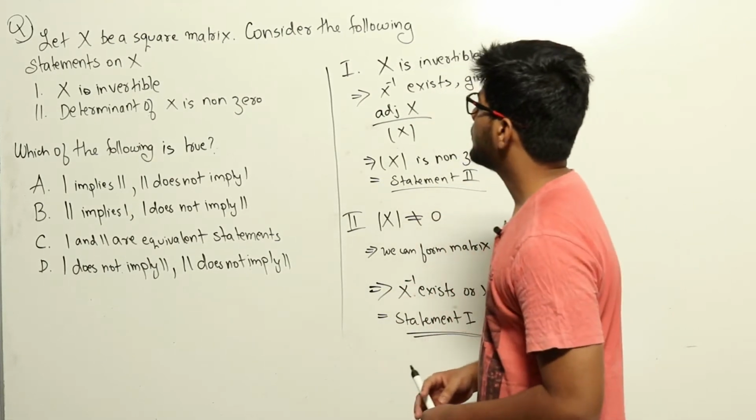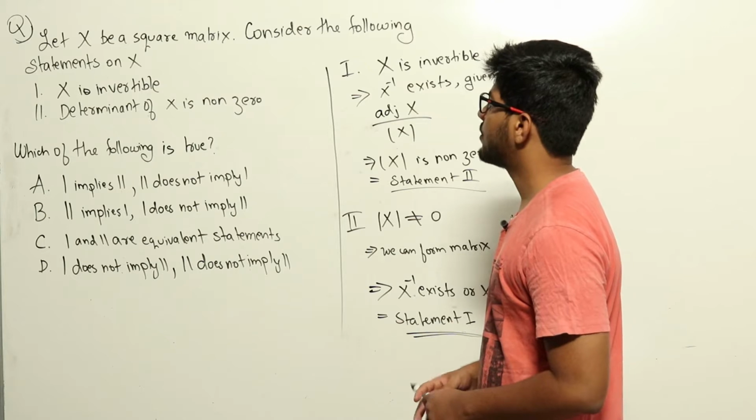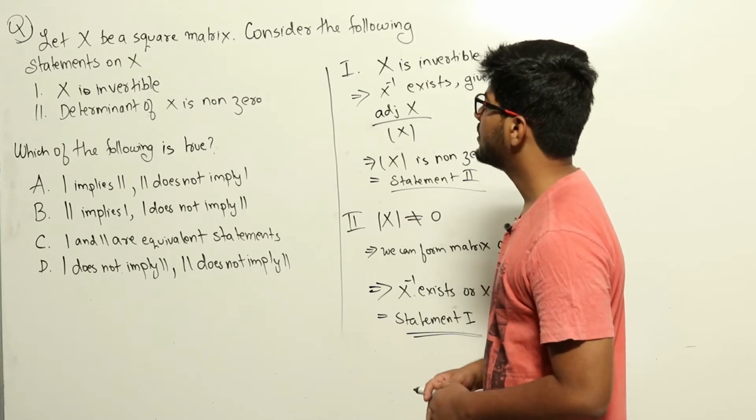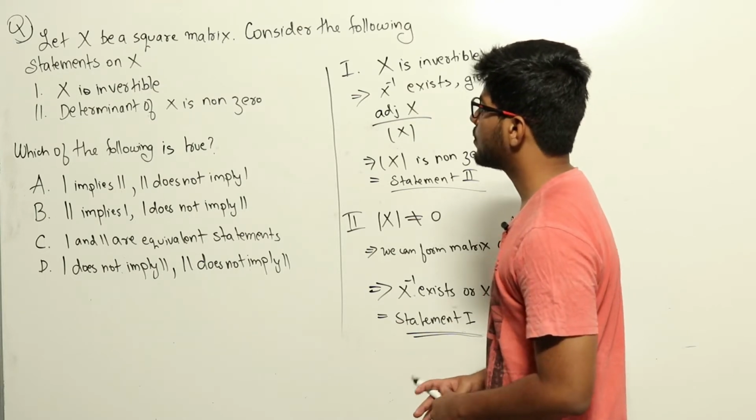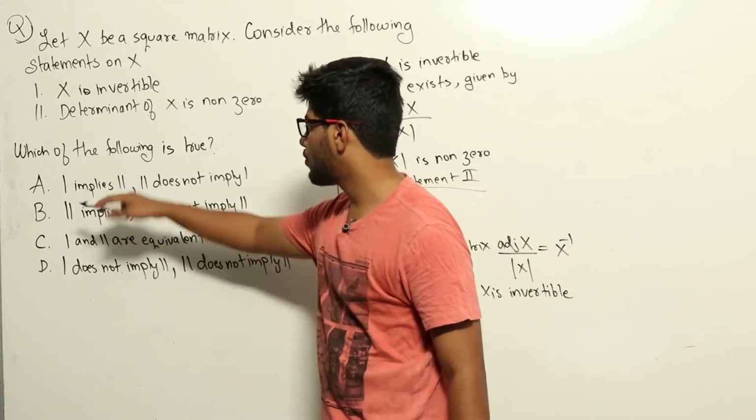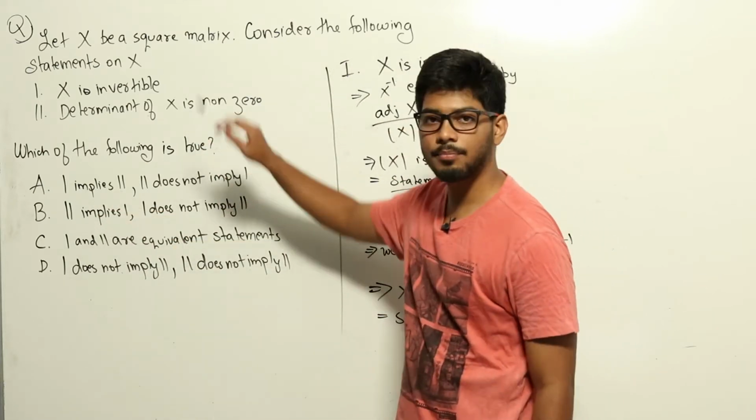Let X be a square matrix. Consider the following statements on X. Statement 1, X is invertible. Statement 2, determinant of X is non-zero. Which of the following is true? Four statements are given regarding which of these implies the other.